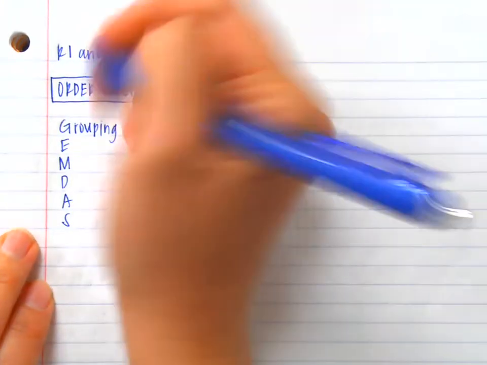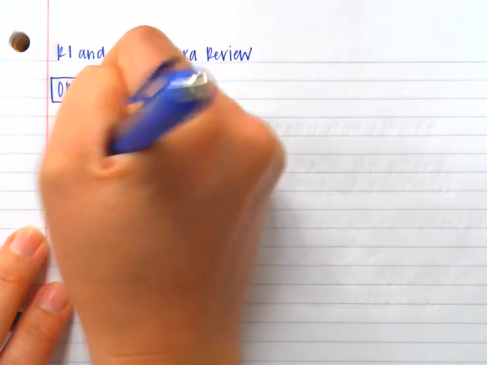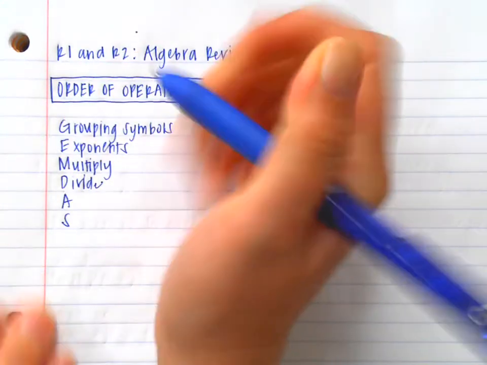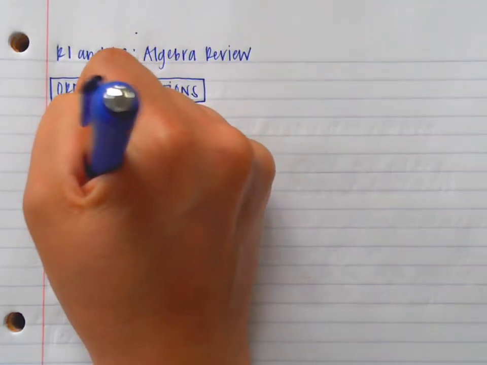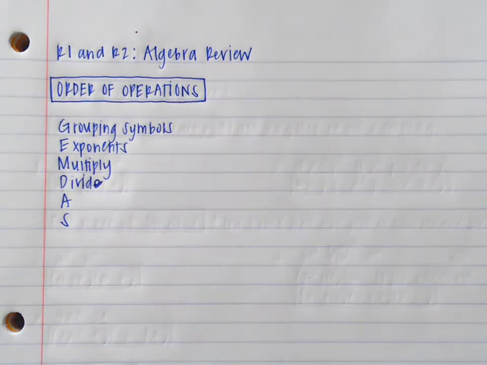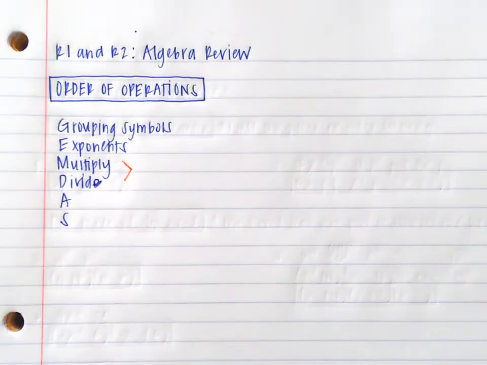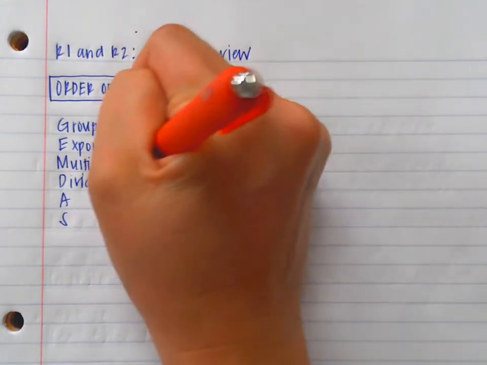E stands for exponents. M stands for multiply. And D stands for divide. Now, these actually don't have a specific order. What these are, multiply and divide, you don't have to multiply before you divide. What you do have to do is solve from left to right.